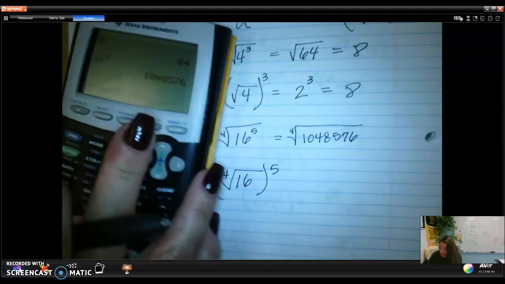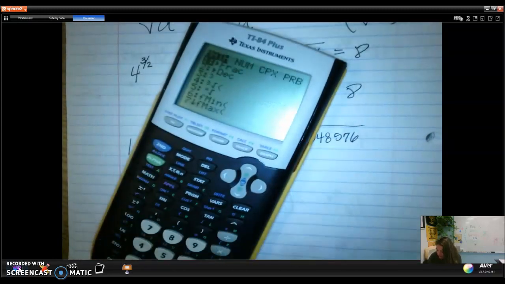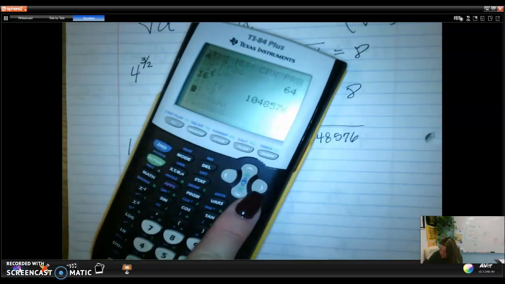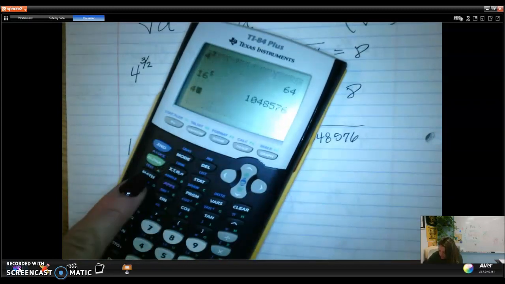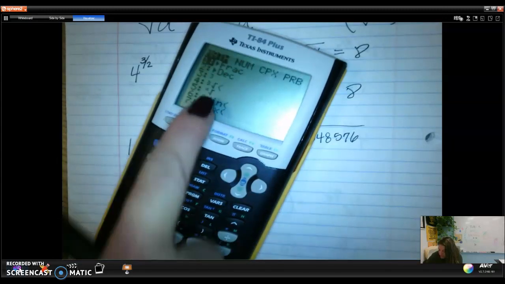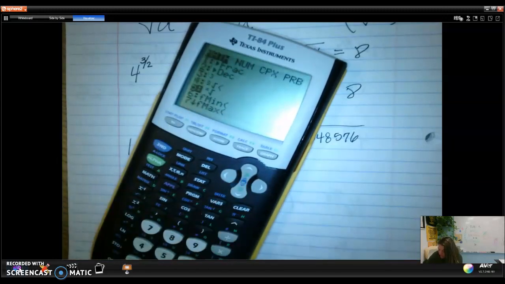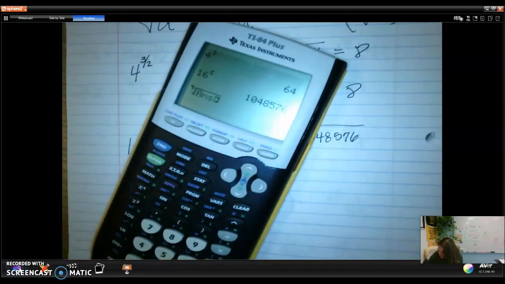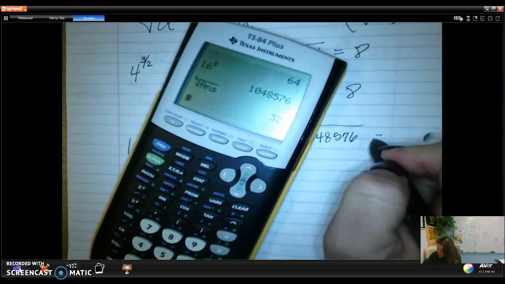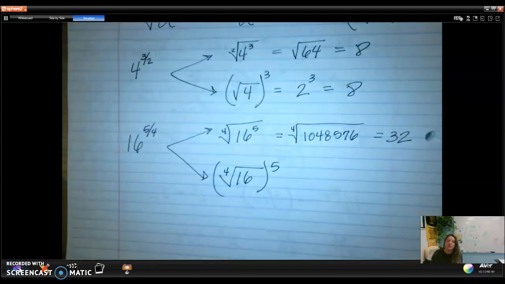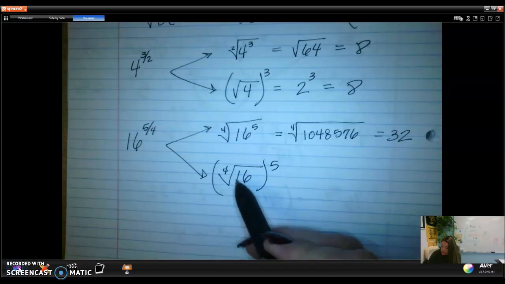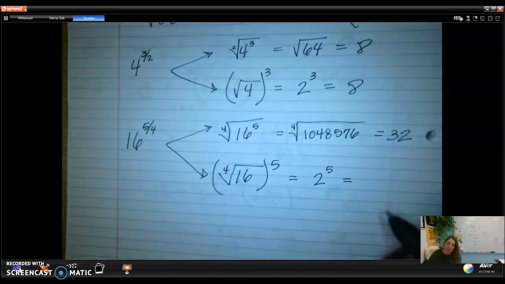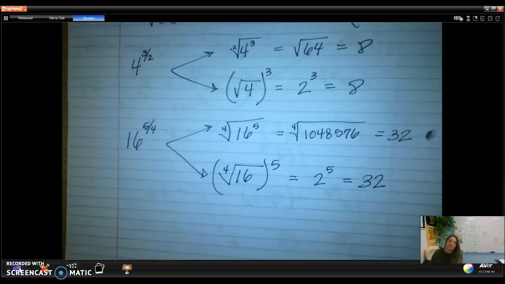So I have to go into my math menu, go down to number 5, which has an x, but I have to put the 4 in there first. So I put a 4th root. I'm going to go down to number 5 so that I'm doing the 4th root. See how it looks like that? And then I'm going to type in that answer and I get 32. Okay, watch how much faster this is without it. I know that the 4th root of 16 is 2, and then 2 to the 5th power is 32. Okay?